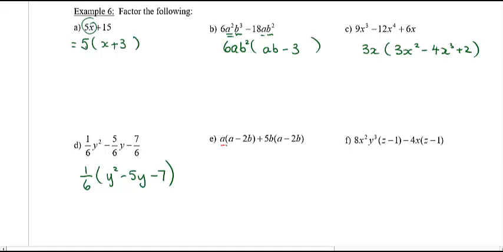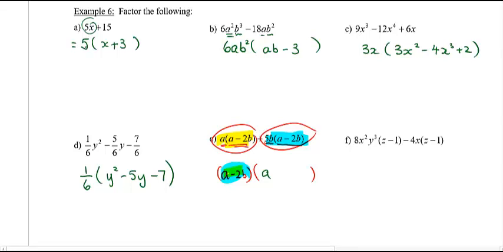What's the greatest common factor? Now, there's two terms here. Here's the two terms. Can you see how both of these terms have what in common? Yeah, the a minus 2b. So we're going to take that out. And then now what's left over? So think about it. This divided by a minus 2b, what's left over is just the a. And if I take the second term, 5b bracket a minus 2b, and divide that by a minus 2b, what's left over is plus 5b. And so the factored form is a minus 2b times a plus 5b.